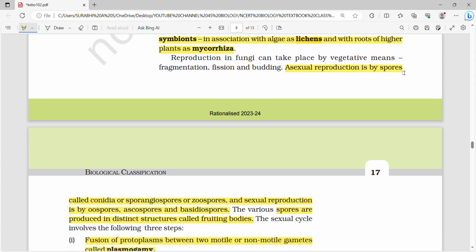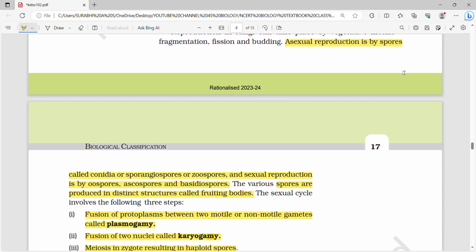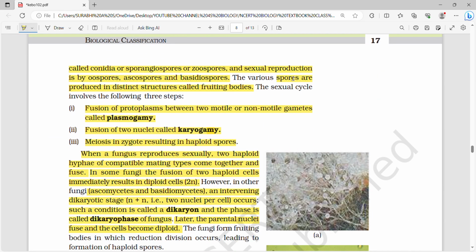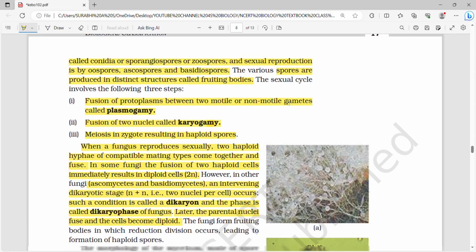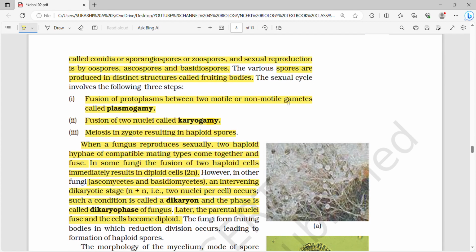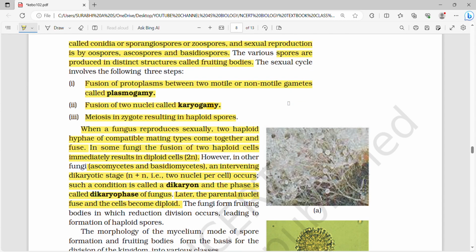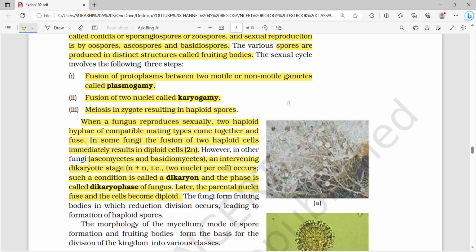Reproduction in fungi can take place by different means. Asexual reproduction is by spores called conidia, sporangiospores or zoospores, and sexual reproduction is by oospores, ascospores, and basidiospores, which we will learn later. The spores are produced in distinct structures called fruiting bodies.